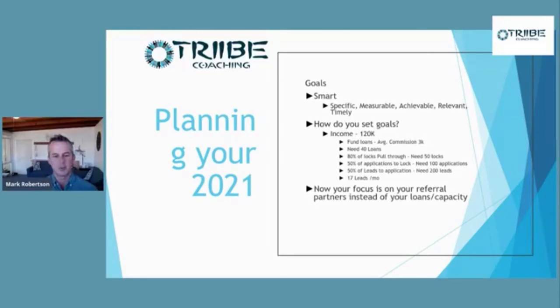uses. I want to make $120,000. My average commission is $3,000 a loan. So I know I need to fund 40 loans. Well, if I need to fund 40 loans to hit that 120, and I'm probably going to lose 20% of the things that are locked, then I need 80% of my locked loans. So I need 50 locks in order to get 40 loans.